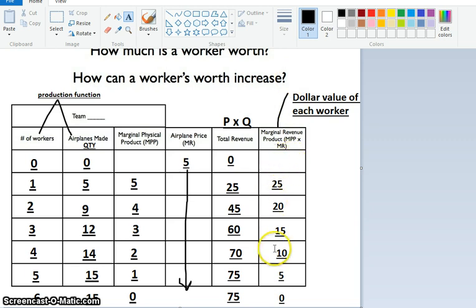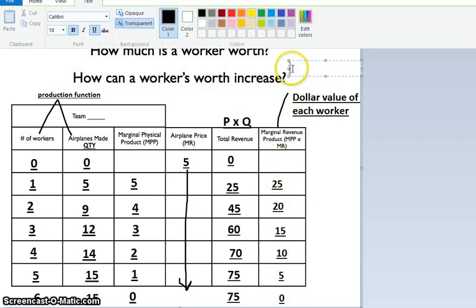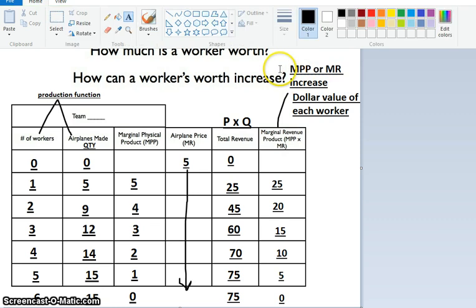Well, think about how we got it. One of 2 things can happen. And you're going to actually end up writing this a little bit later, I think, too. MPP or MR, or both of them, would have to do what? Increase. So if the price of the airplane got higher and went to like $30, well, then every time you would be multiplying 30 times 5 for 150, 30 times 4 for 120, would change these numbers dramatically.